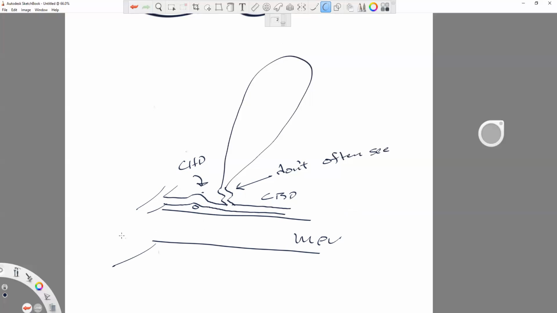This portal vein, of course, is going to turn into right and left very quickly. The right portal vein is more or less in line with the main portal vein, whereas the left portal vein takes a sharp turn, a hairpin turn. Okay.